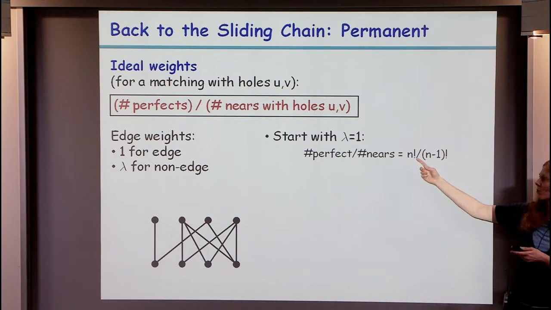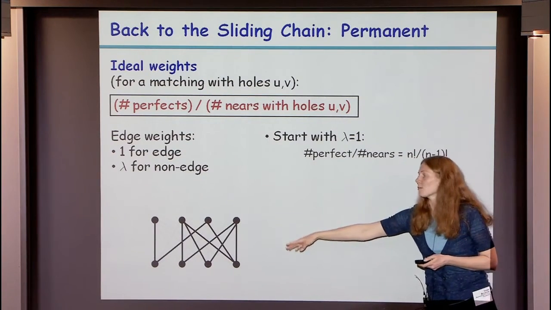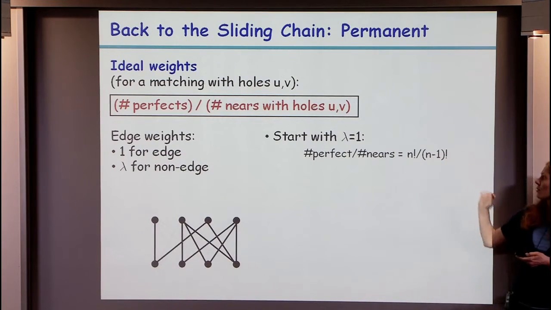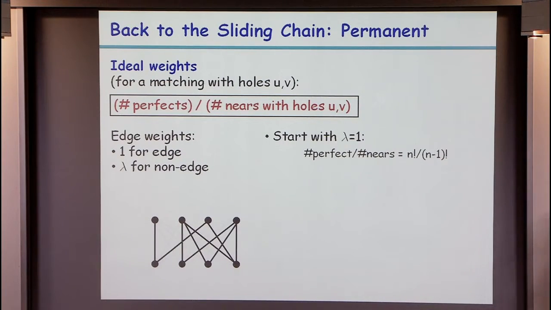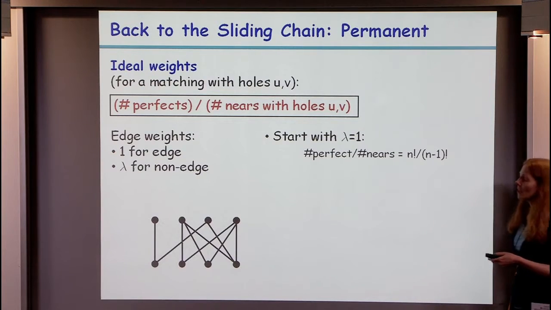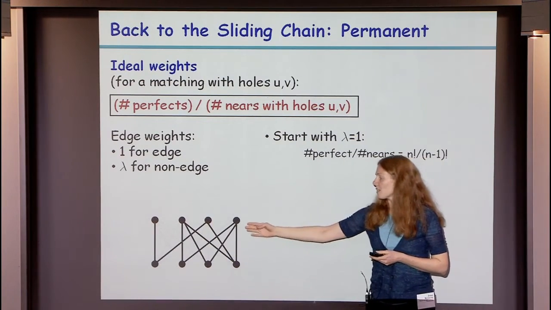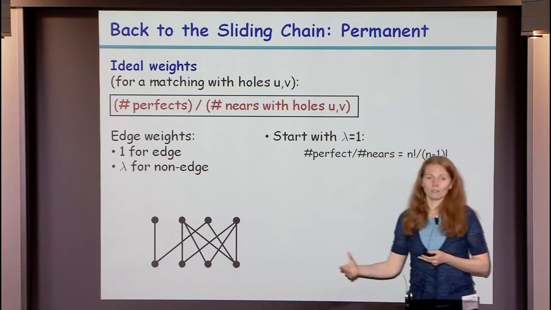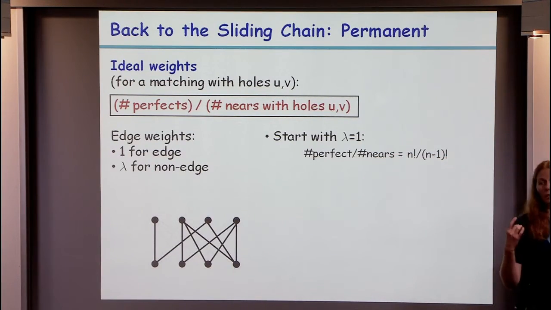Now this is the time when I'm using bipartite, though I don't really have to for this, but let's do that. So I get n factorial for the number of perfect matchings in the bipartite graph, over the number of near matchings, n minus 1 factorial. Now, what I'm going to do here is add weights to the edges. The edges in the target graph are going to stay at weight of 1.